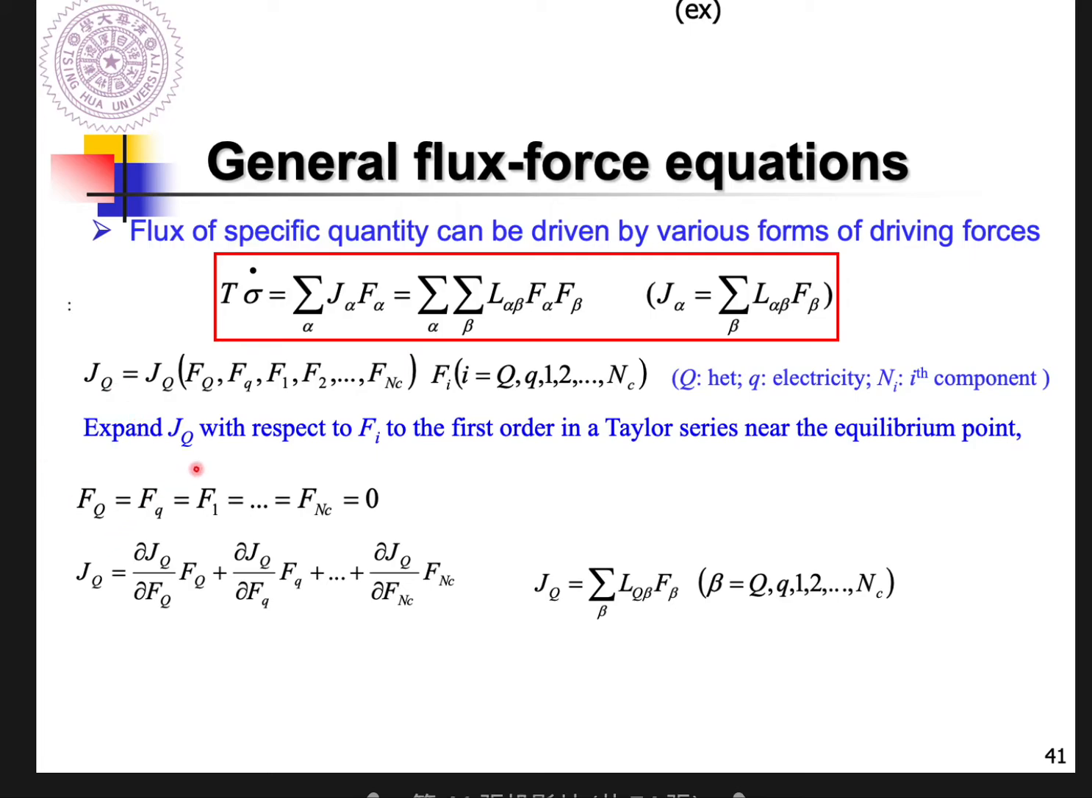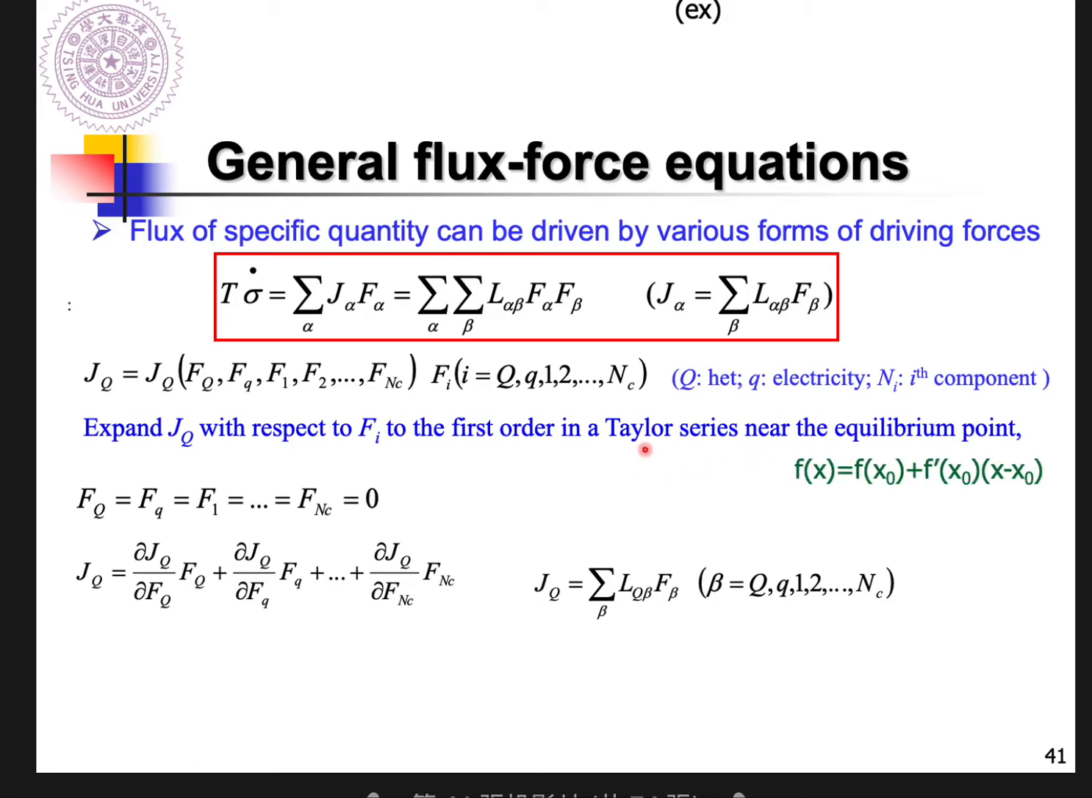And if we want to do this linear approximation, as you know this function, usually we can expand the heat flux JQ with respect to the driving force to the first order in Taylor expansion, near the equilibrium point. Near means it's just a little bit deviated from the equilibrium point.